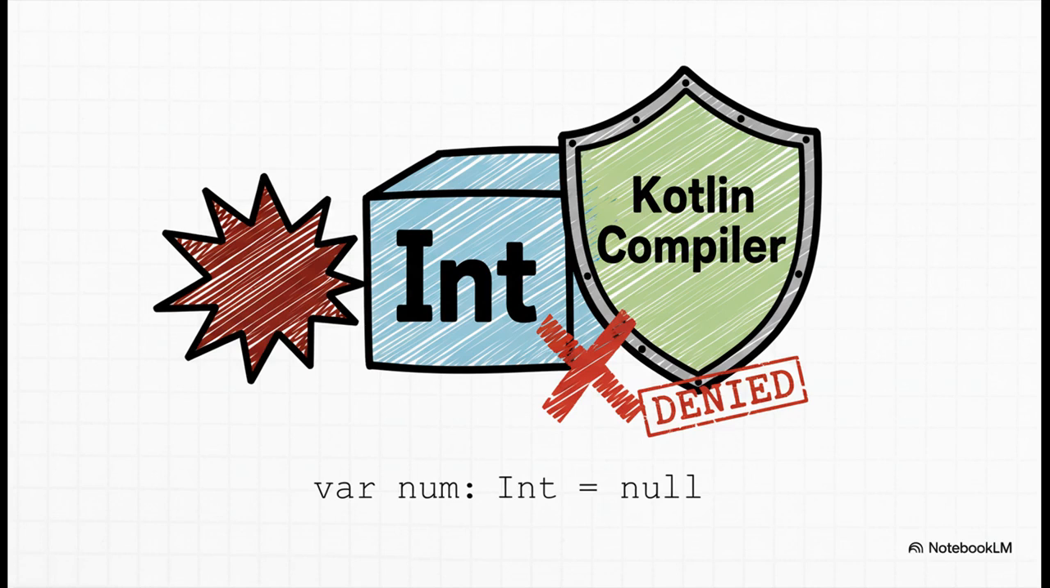See, in most other languages, any variable can secretly be null, which means it holds nothing. And if you try to use it, your app just crashes. But Kotlin's approach is genius. It flips the whole idea on its head. By default, nothing in Kotlin is allowed to be null. Period. The compiler itself acts like a bouncer and just won't let it happen.